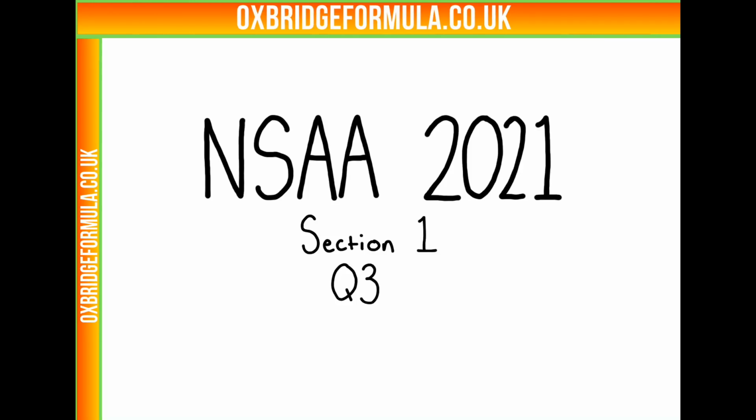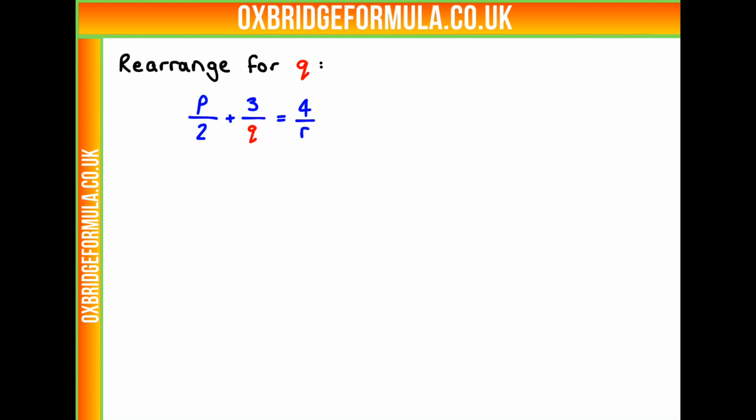This is NSAA 2021, Section 1, Question 3. So we're asked to rearrange for Q this expression here: P over 2 plus 3 over Q equals 4 over R. So what will be our first step?